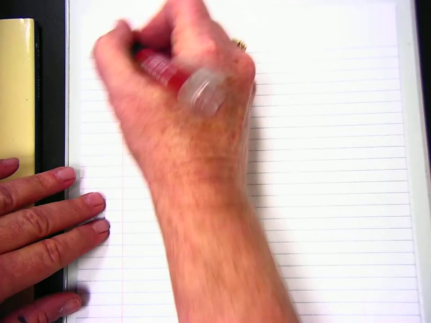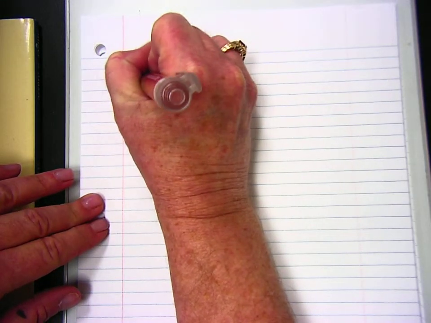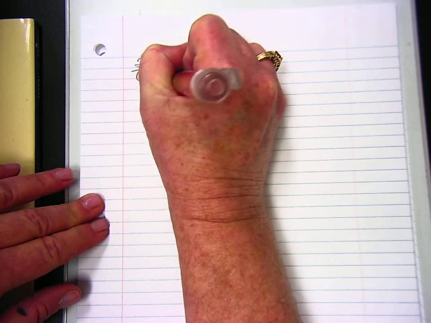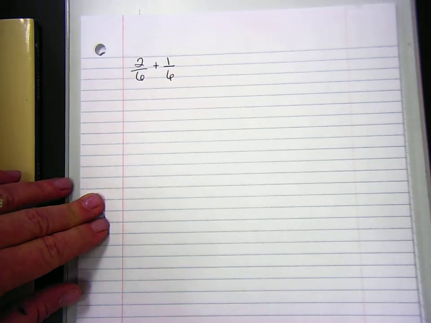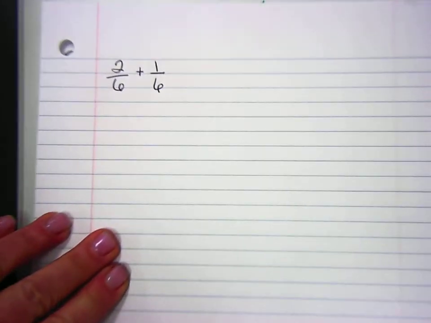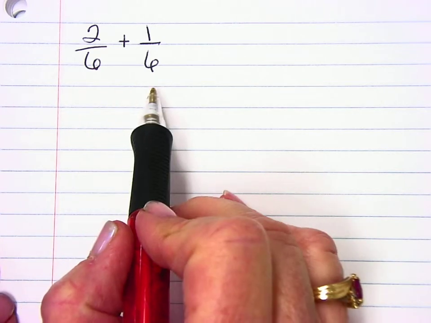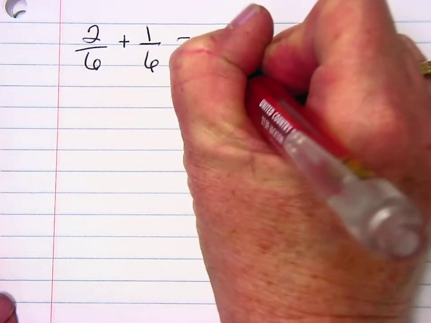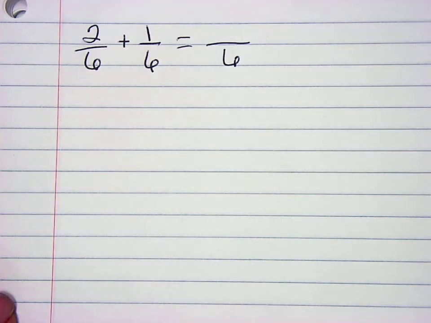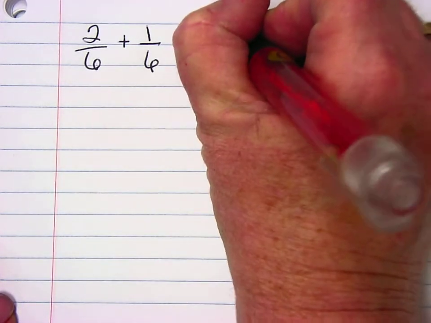We are going to add fractions. To add fractions with like denominators, all you have to do is add the numerator. So if I have two fractions, say I have 2/6 plus 1/6, let me zoom in for you. I have like denominators, so they are called like fractions. I keep my denominator exactly the same, and I just add my numerator.